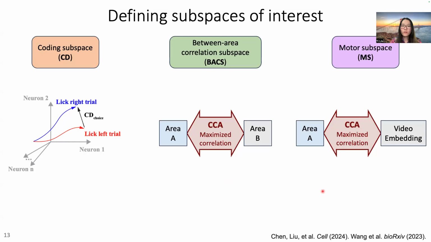Furthermore, our video recordings showed that mice made uninstructed movements during the task. Therefore, we fitted another canonical correlation analysis between the neural activity and the video embedding, which I'll mention later. This finds the subspace in the neural activity that encodes movement of the mouse, and we call it the motor subspace, or MS.